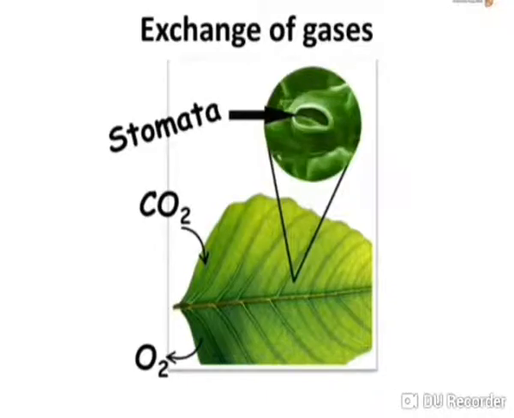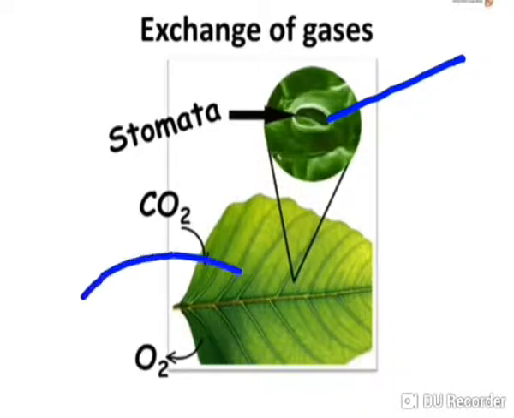The surface of the leaf has minute pores called stomata. Plants use these stomata to take in carbon dioxide and release oxygen in the air. Plants also lose their extra water through stomata.